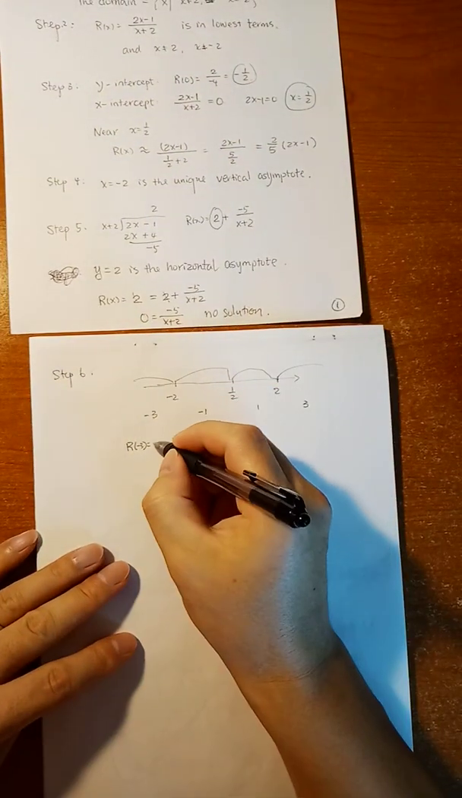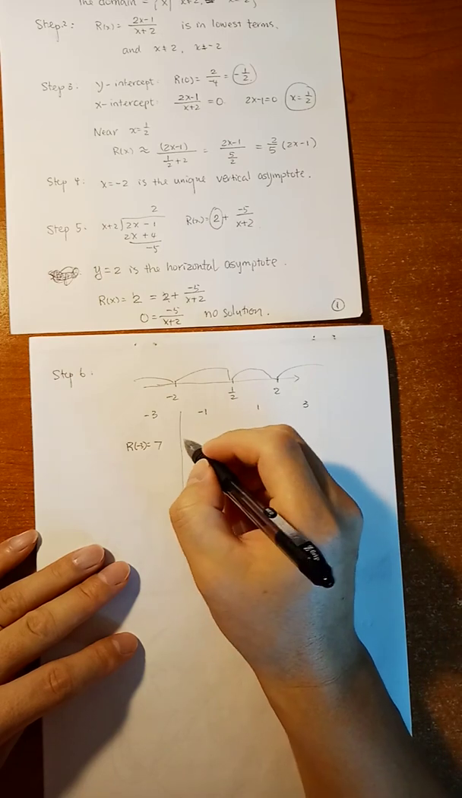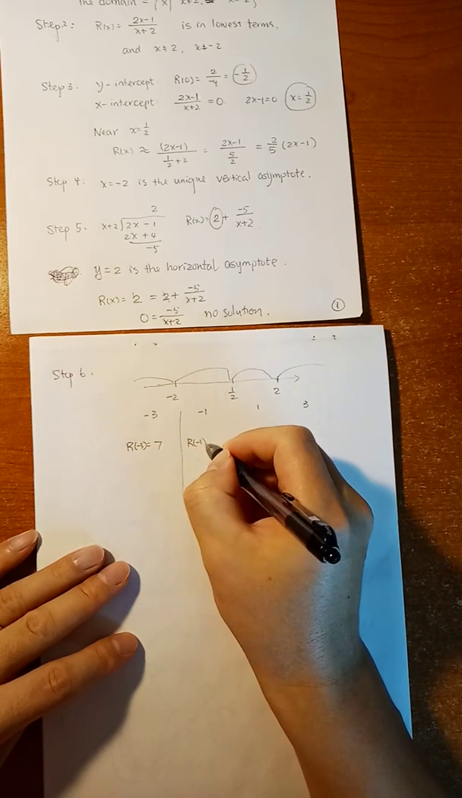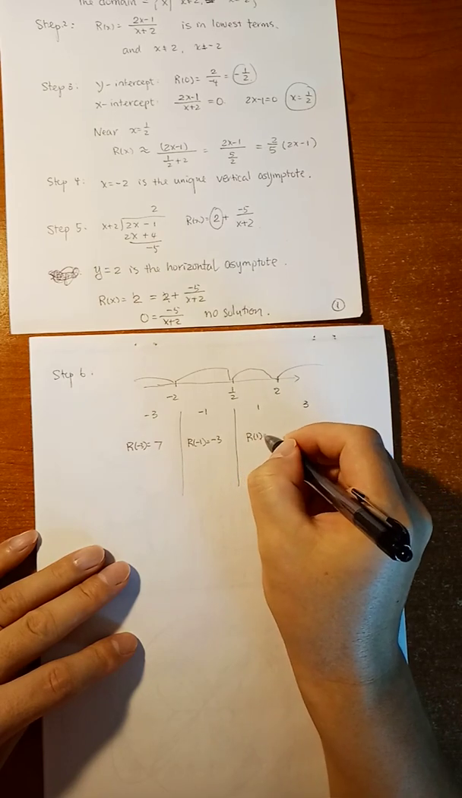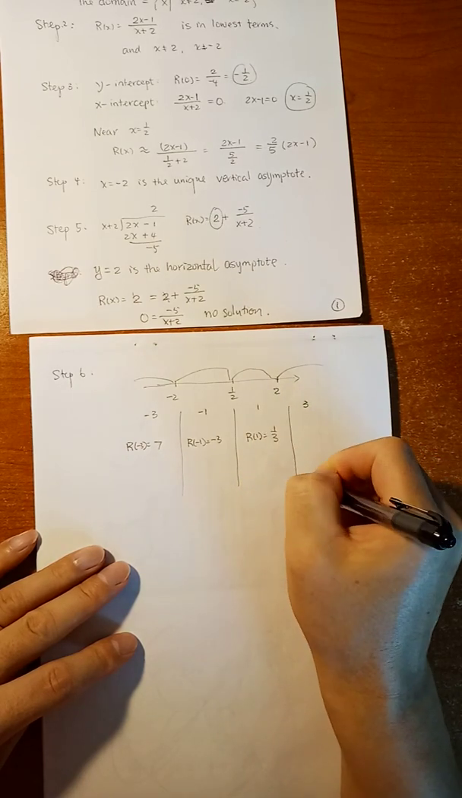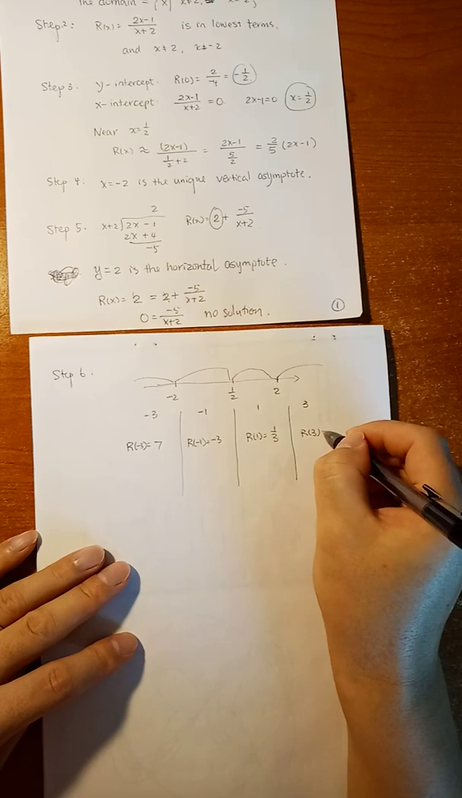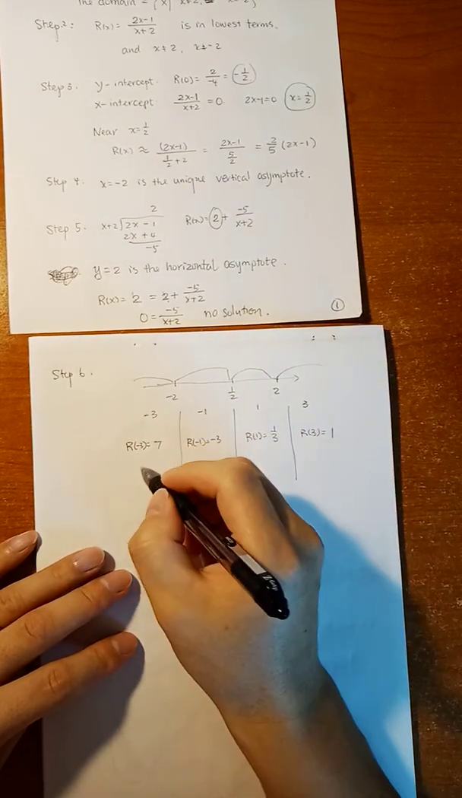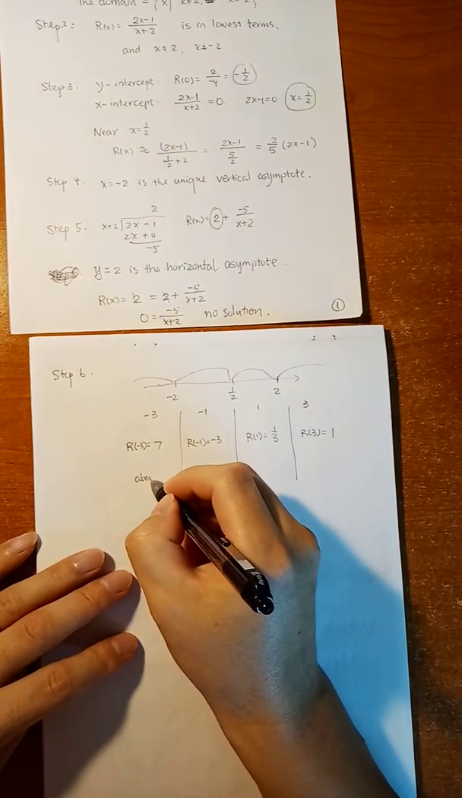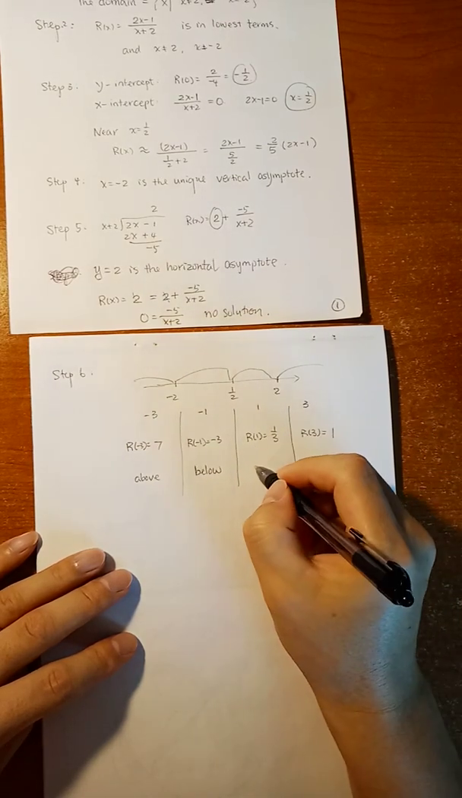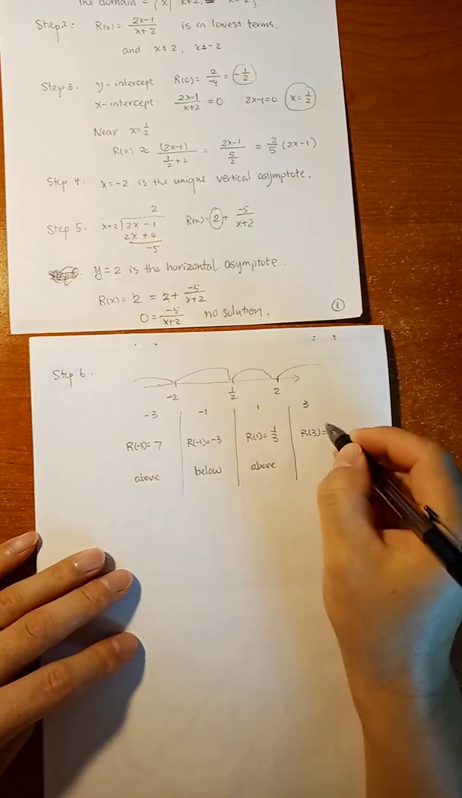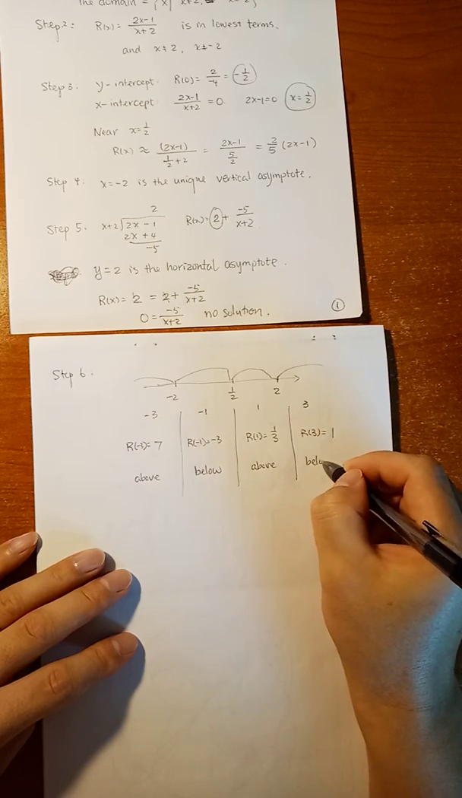It works. You do the evaluation, you will get 7. R of negative 1 is negative 3. R of positive 1 is 1/3. R of 3 is 1. And then you know this is above the x-axis. This is below the x-axis. This is above the x-axis. This one is below the x-axis.